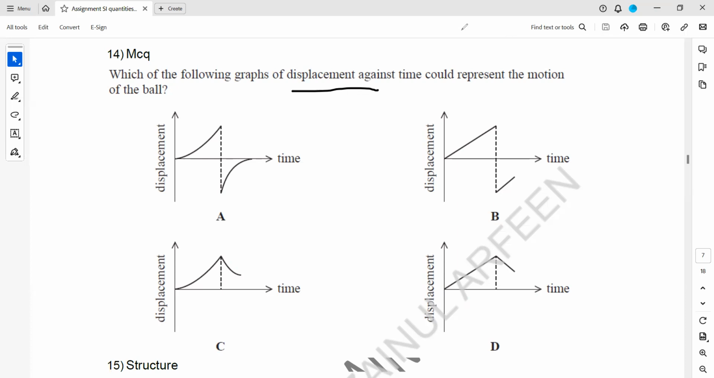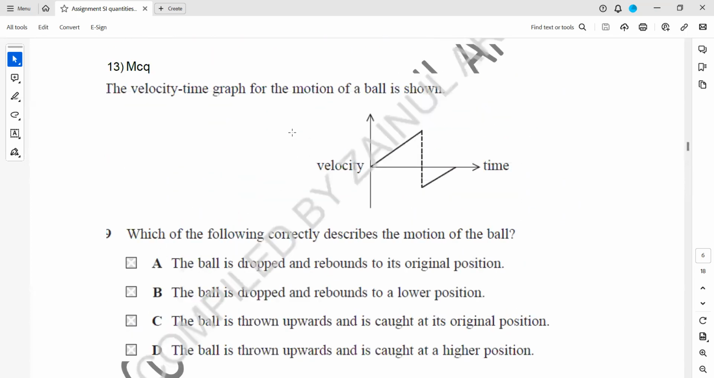If you see the graph there, what happened to the velocity in this part? The velocity was increasing because the value of the velocity was increasing. So for a displacement time graph, what should happen? In the first part, the slope should increase because the velocity is increasing. So the slope should increase and it should be positive.